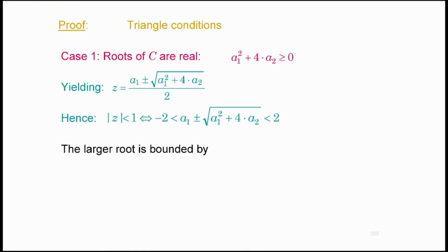The second one is going to be obtained if you use the smaller root. I need to re-edit. The smaller root is bounded by -2 from below. I apologize, I forgot to edit that. The smaller one, not the larger one, the smaller one, okay? I'm going to re-edit the slide, I apologize.